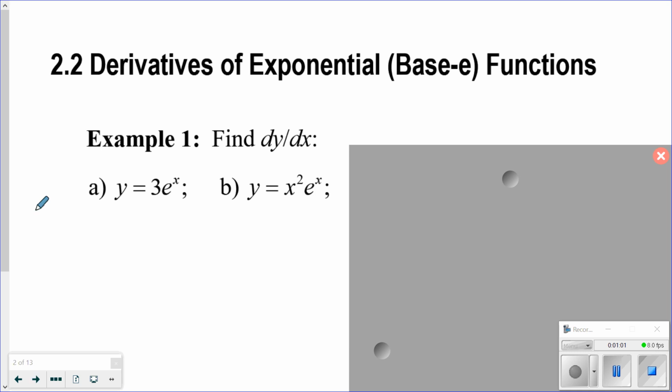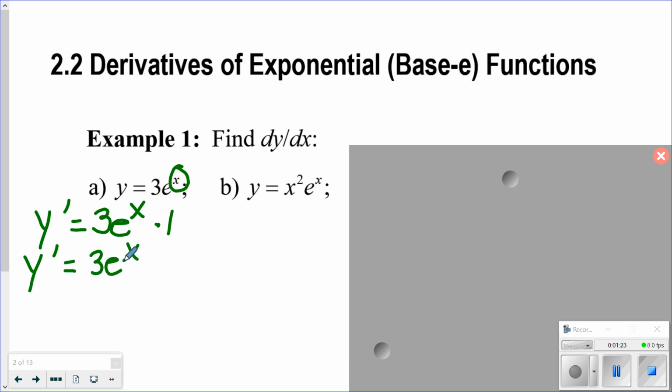Okay, so first we have 3e to the x, write it exactly as it appears. And then let's look at the exponent. What is the derivative of x? Well, remember that's 1x, so the derivative is 1. So your final answer is going to be 3e to the x.